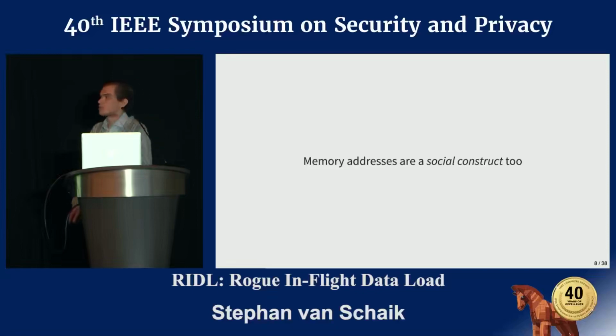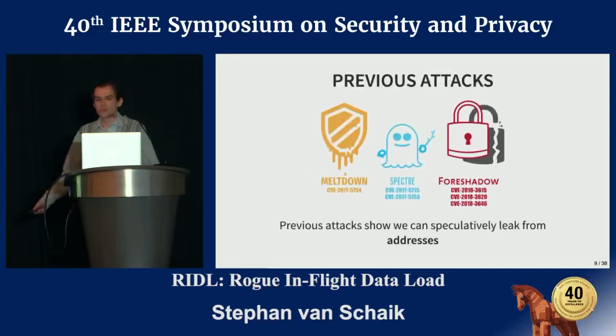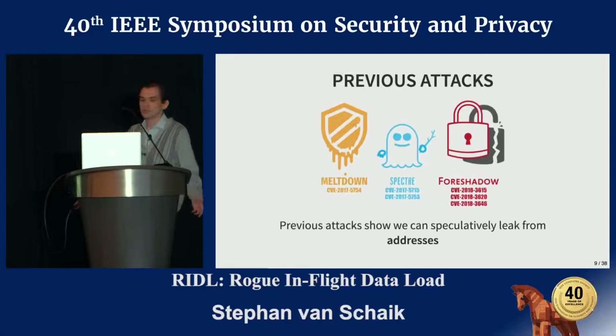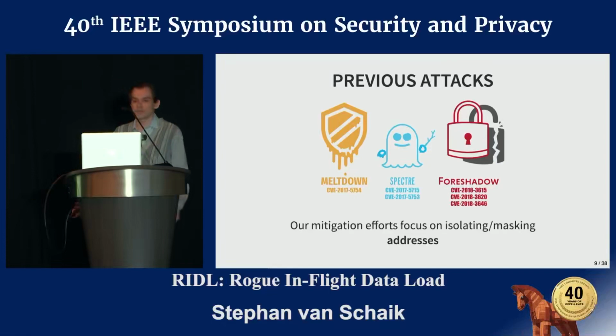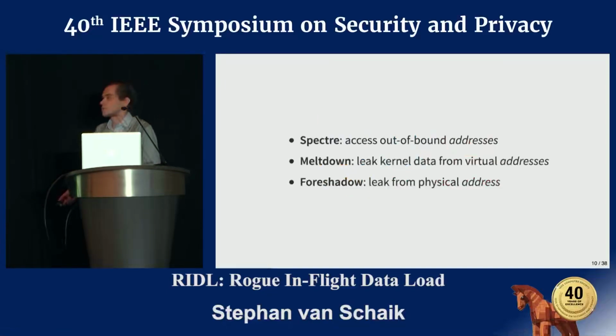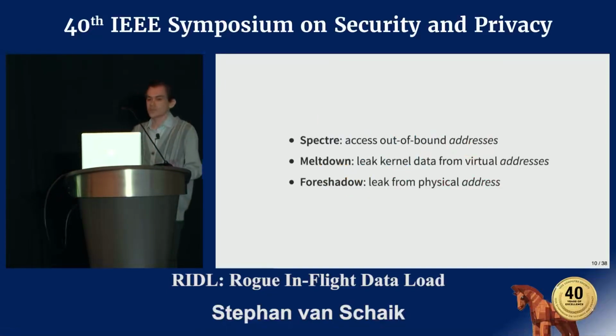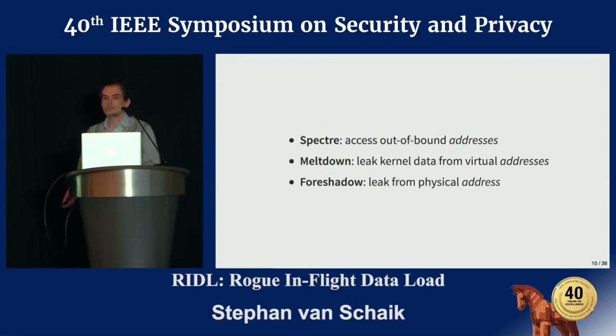Another social construct I'm going to talk about is memory addresses. We all remember these logos: Meltdown, Spectre, and Foreshadow. What they showed us is that we can speculatively leak from addresses. What that means for our mitigation efforts is that we actually focus on isolating or masking these addresses. For instance, Spectre shows that you can access out-of-bounds addresses speculatively, so think of an array where you access beyond that array. Meltdown showed that we can leak kernel data from virtual addresses, and Foreshadow shows that we can also leak from physical addresses as long as they're in the level 1 data cache.